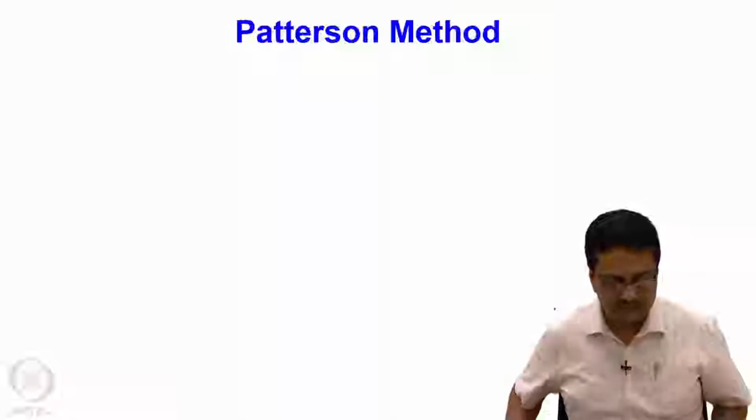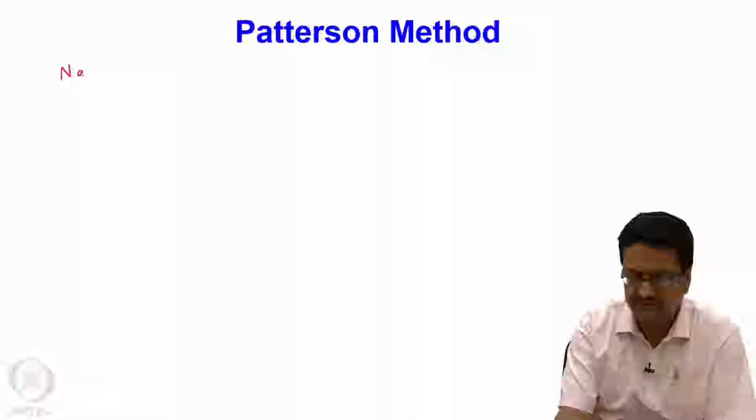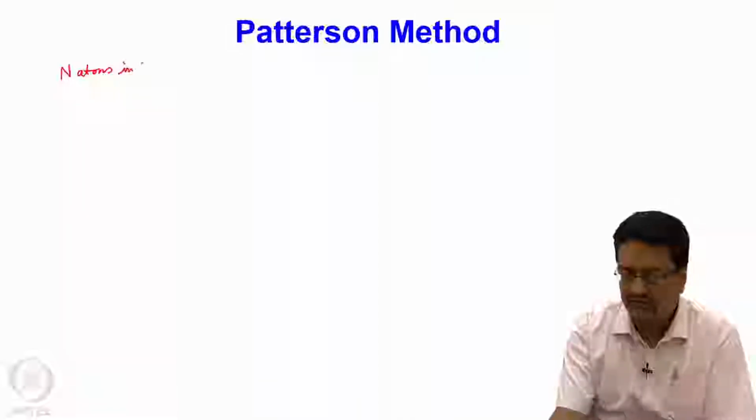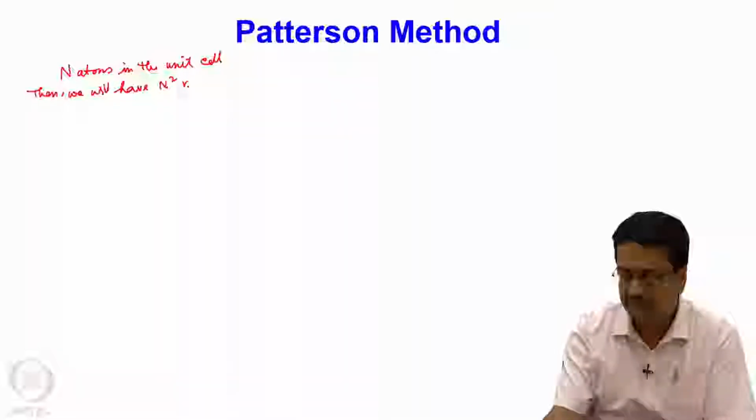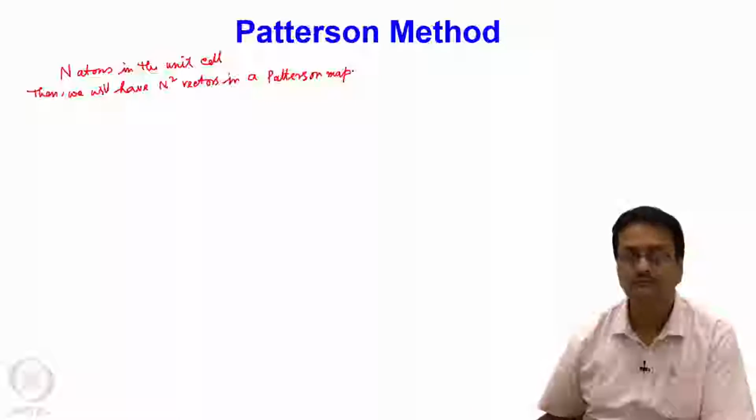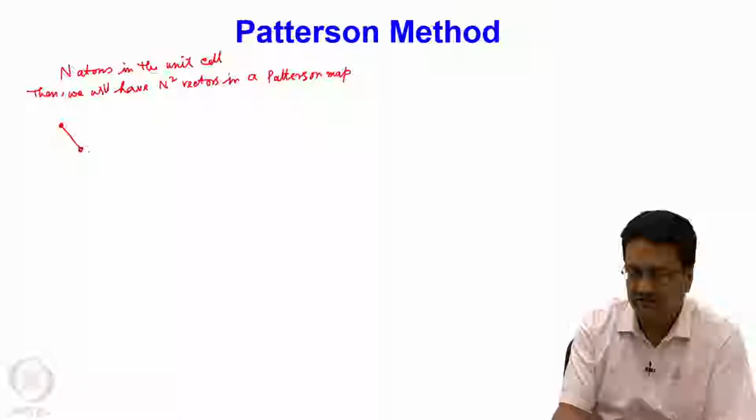So, suppose we have n atoms in the unit cell, then we will have n square vectors in a Patterson map. How? Suppose we have 4 atoms like this.